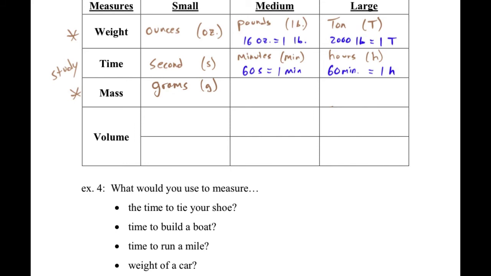Medium amounts of mass, instead of a gram, we use a kilogram. In parentheses, I'm going to put kg. How many grams in a kilogram? 1,000. How many meters in a kilometer? So, same thing here. 1,000 g equals 1 kg. And we're just going to leave off the large. Typically, they just stick with kilograms for that.